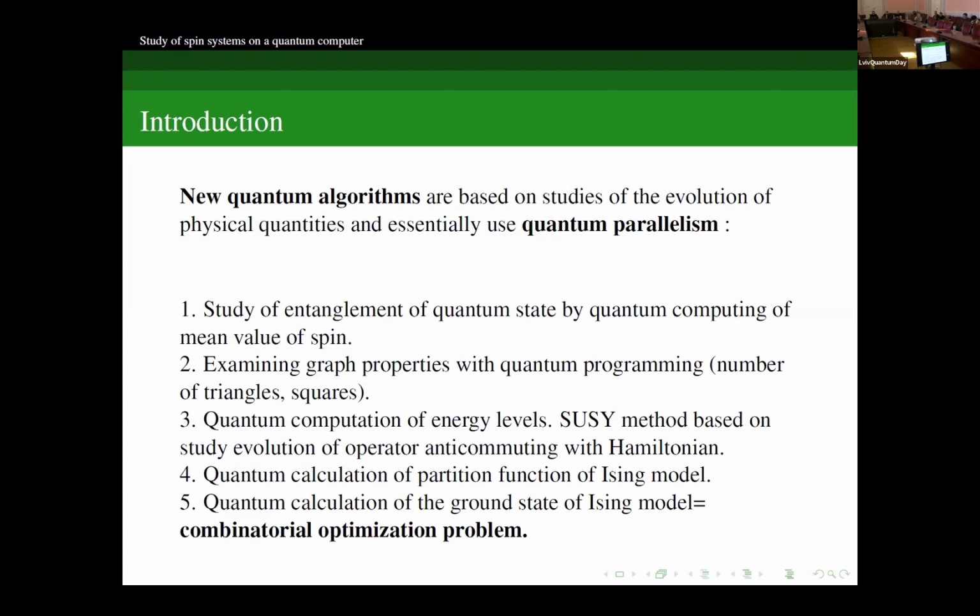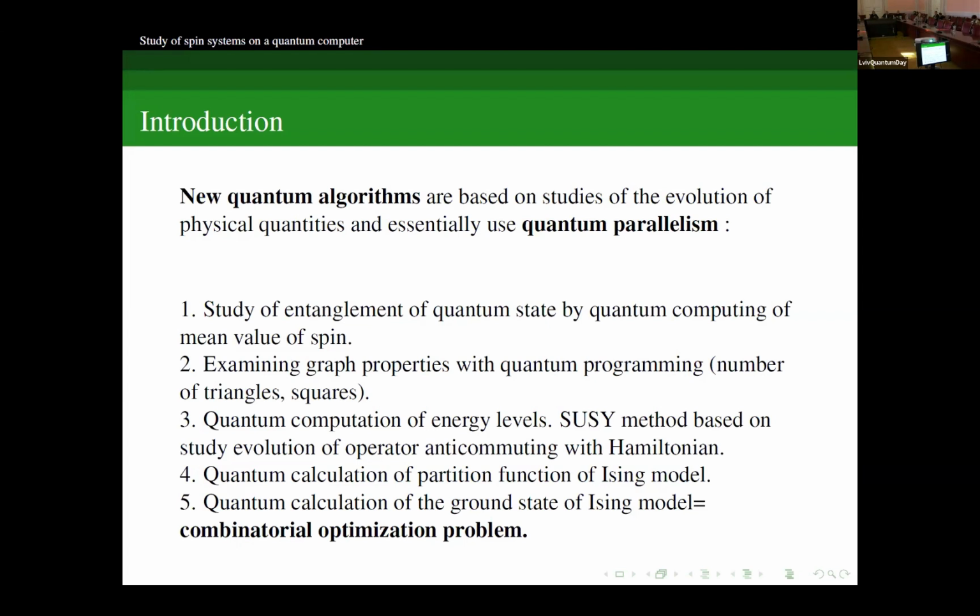We have some idea, some algorithm for calculating triangles and squares in a classical graph using quantum properties. As for me, a very interesting result concerns the energy levels of a system. Now we recognize that the method which we propose can be used as a supersymmetric method. We found some background of symmetry of this method, and this symmetry is just supersymmetry.